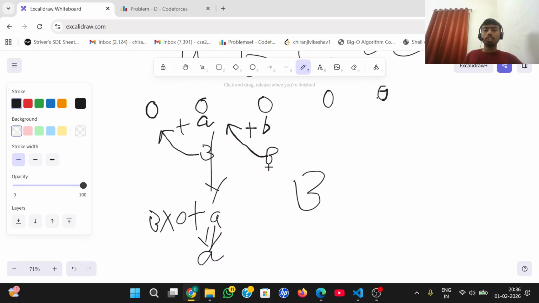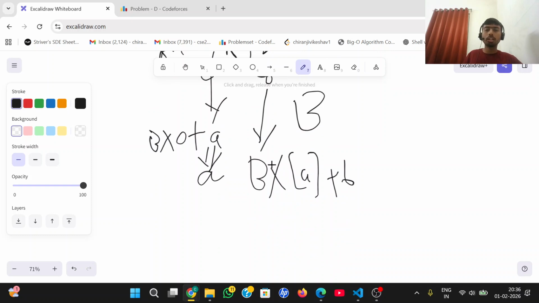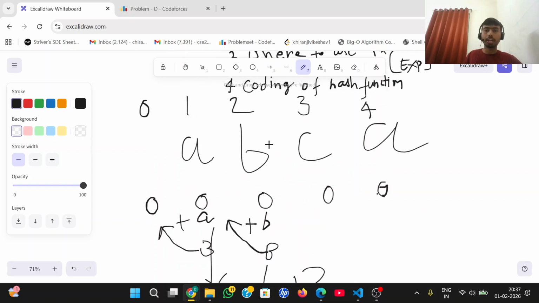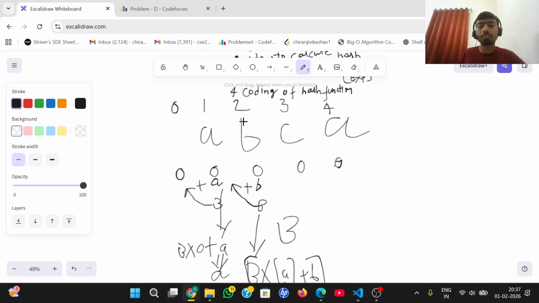So what is going to be the value here? B multiplied by the previous hash. What is the previous hash here? A. So B multiplied by A, and the value of the current index is B. So this is the hash value at position 2. Hope that is clear. Now we'll calculate for position 3.